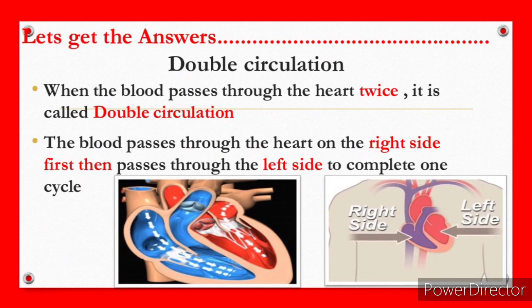So the blood passes through the heart on the right side first. That means the deoxygenated blood from various parts of the body enters into the right side of the heart. At the same moment, the oxygenated blood from the lungs enters into the left side of the heart. This is called double circulation.